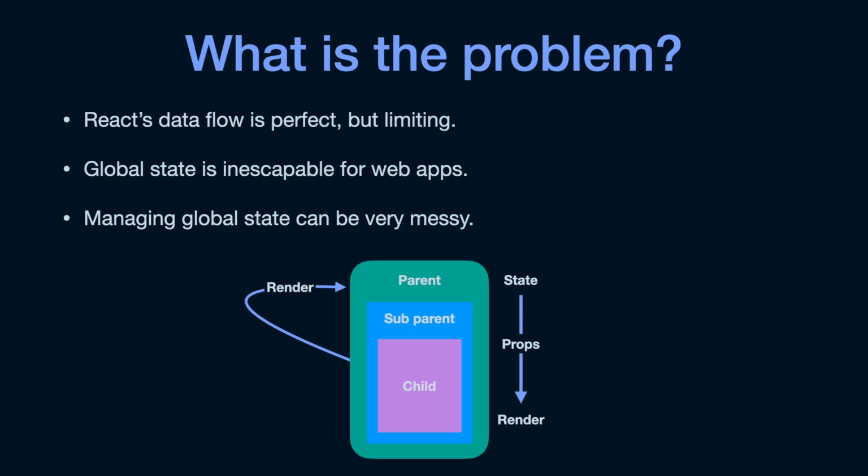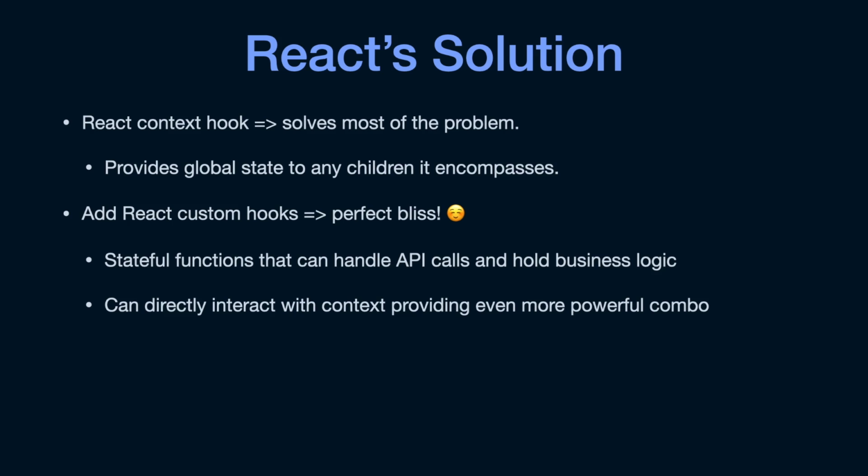Okay, so those are the three parts of the problem. Data flow is perfect, but it's a bit limiting. You have to have global state if you want any good web app that does useful stuff. And managing global state can be quite messy, actually. All right, cool. Like I mentioned earlier, this episode is going to be focused on what React offers us to solve these problems. In the next video, we will talk about Redux, and the last video is going to be about MobX. So let's start talking about how React solves these problems.